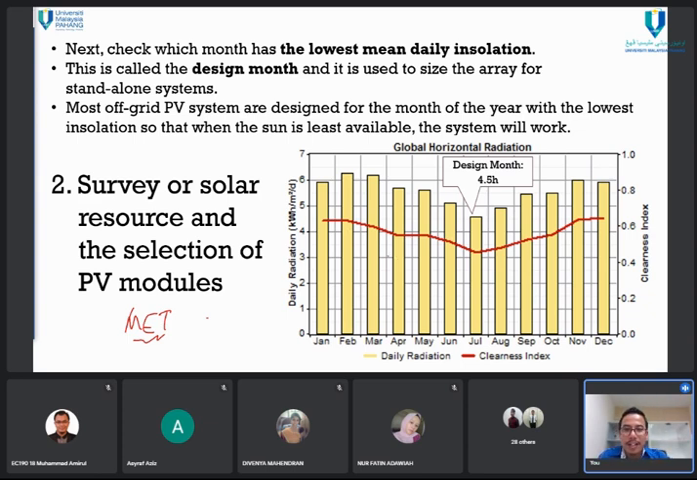Okay, so basically it's like this. The design month will be based on the lowest month. For example, this one, in July the lowest is 4.5. So all the peak sun hours that will be taken are based on 4.5 hours only. But I think this place is quite high. I don't know which place it is.